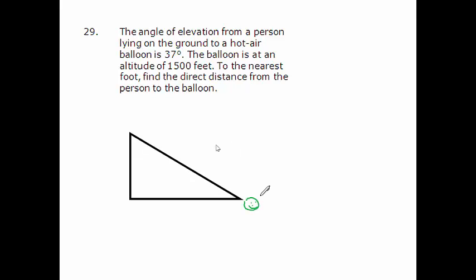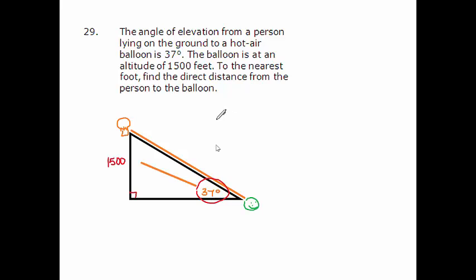First I'm going to illustrate this with a figure or some kind of diagram. There's a person lying on the ground, looking up at a balloon, and that line of sight makes a 37-degree angle with the ground. It says the balloon is 1,500 feet high, so that's its altitude, which would be perpendicular to the ground. And I want to find the direct distance from the person to the balloon, so that direct line of sight distance would be the hypotenuse here.